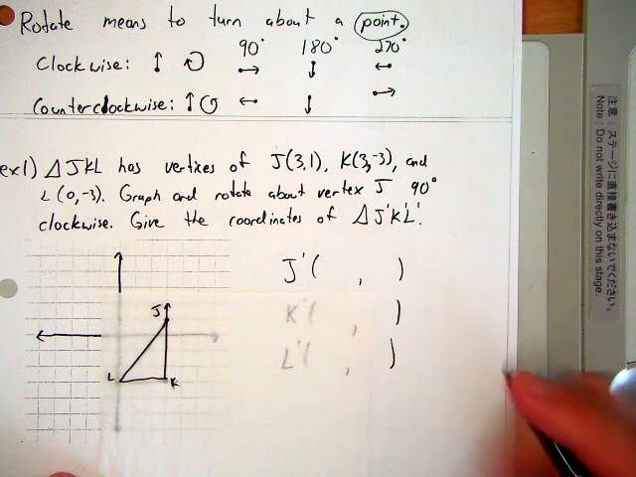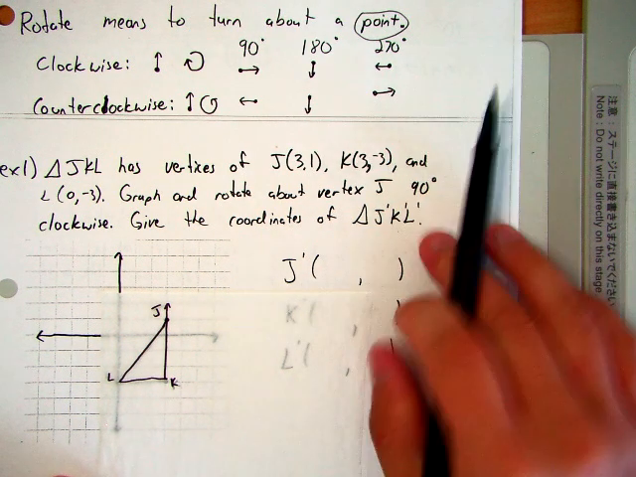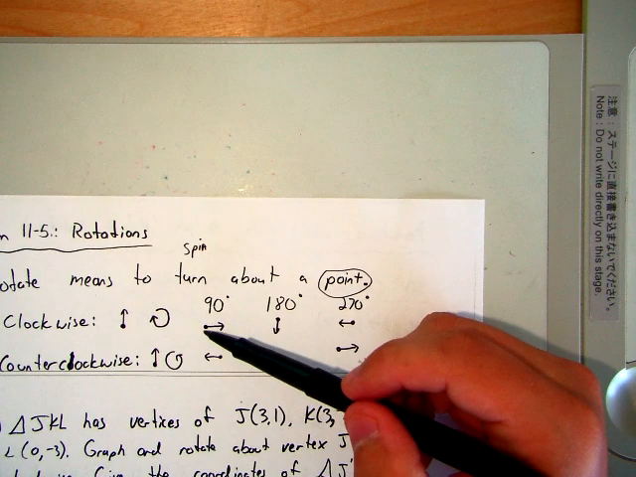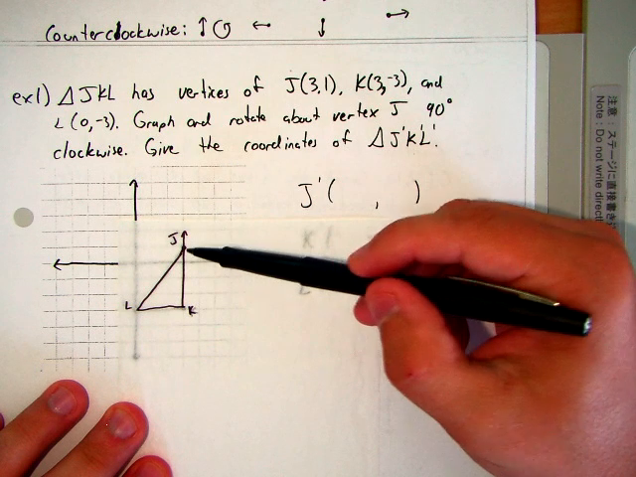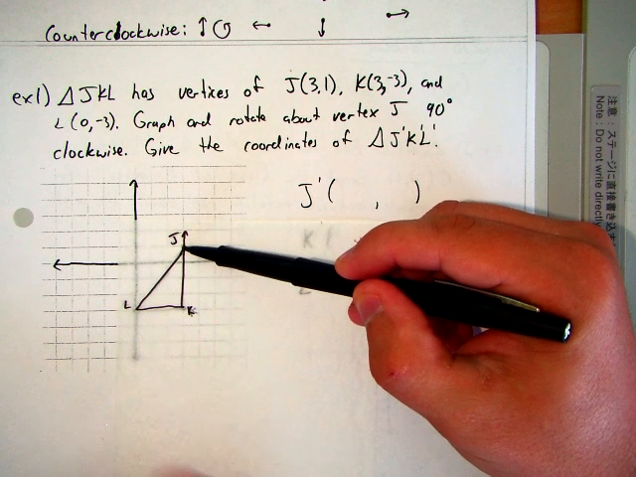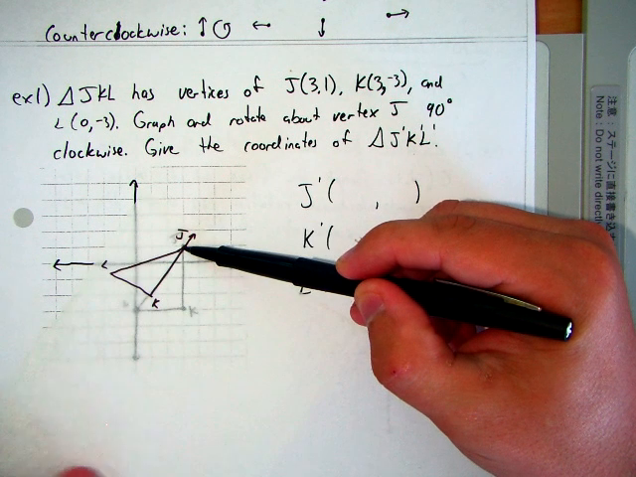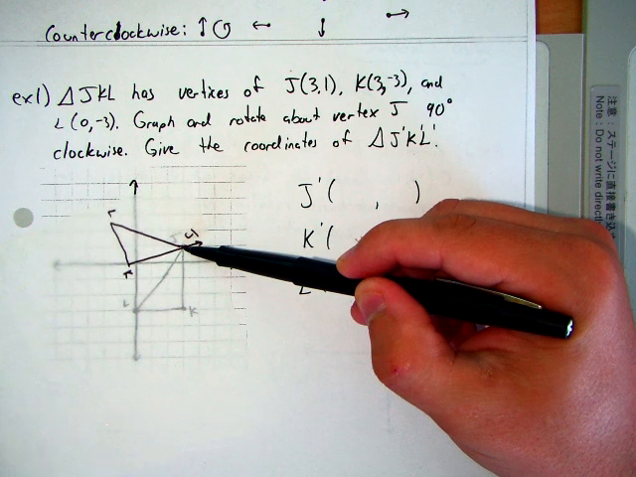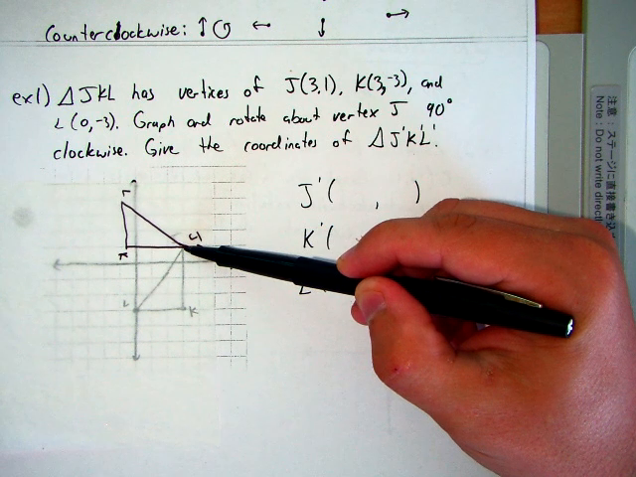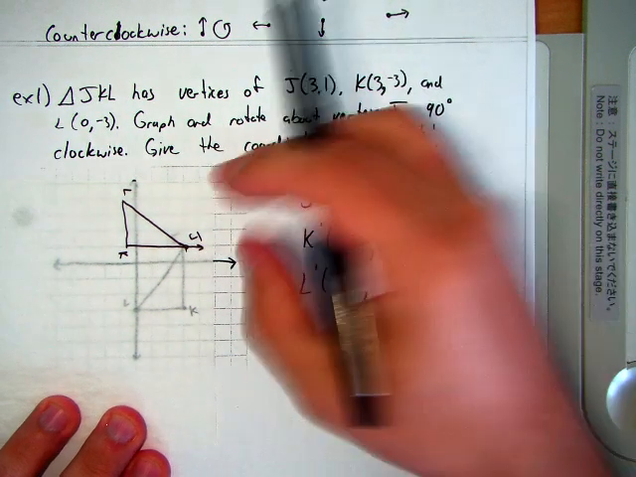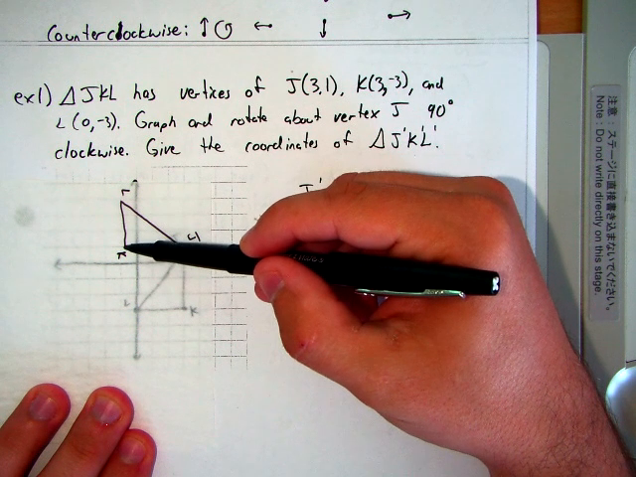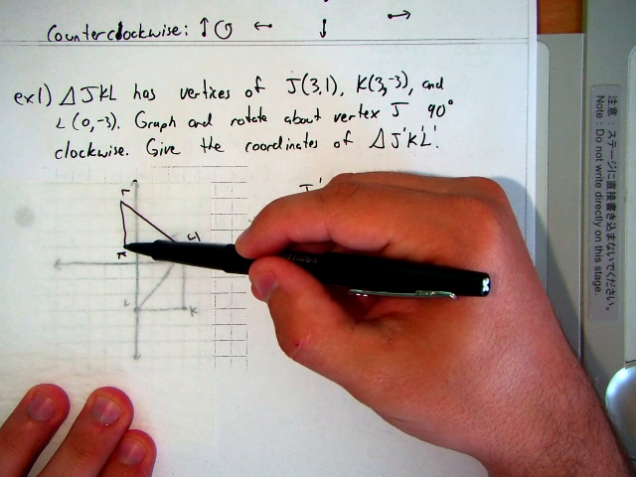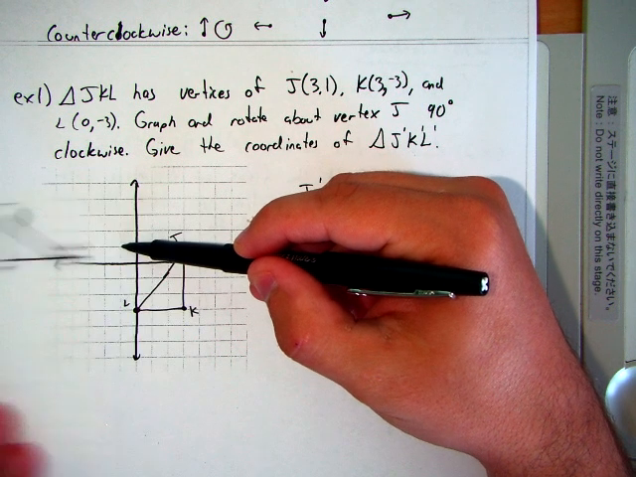Now it says 90-degree clockwise rotation. If I look back at the top, 90-degree clockwise means the arrow should be pointing to the right. So what I'm going to do is hold my pen on the rotation point and spin my tracing paper until the arrow is pointing to the right, which is right there. Now I'm going to lift the paper away from each one and put a point where K should be. So K should be right here.